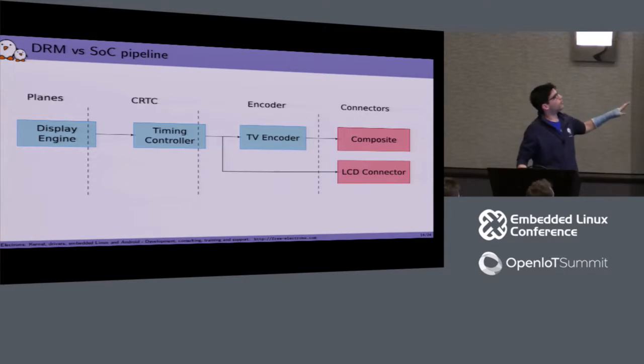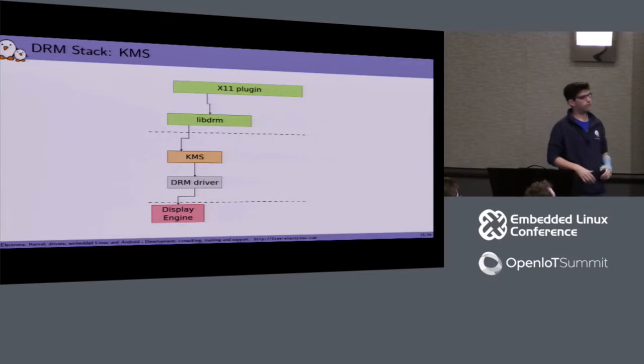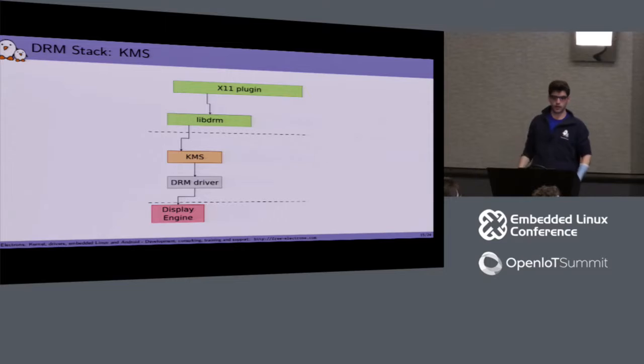So that's our view and our mapping of the IP blocks in KMS. And so if we look at the DRM stack, mainly from a system point of view, the system is going to look like that. So we have the display engine and TCON, timing controller and TV encoder that are just here. We have our DRM driver just above it that drives it.